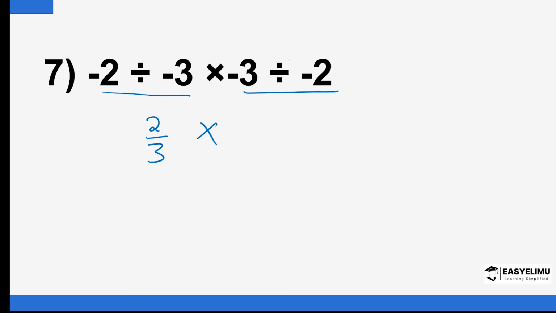Now this is multiplied by the other pair. Again, negative 3 divided by negative 2. See, again, the signs are the same. So I'll just use 3 over 2. And of course, now this can simplify to 1. See, this is just multiplied normally, numerators and denominators. So that is 6 over 6, which is equal to 1.